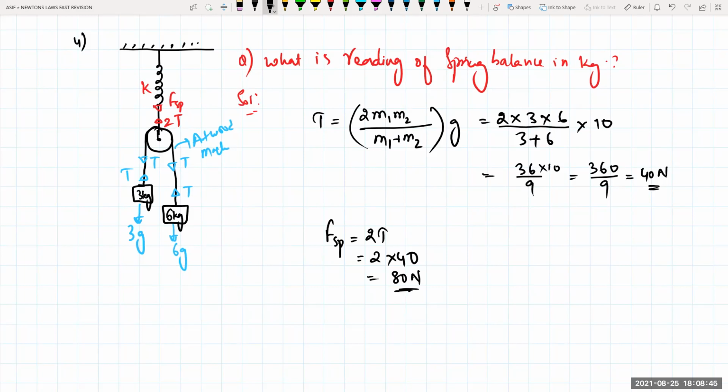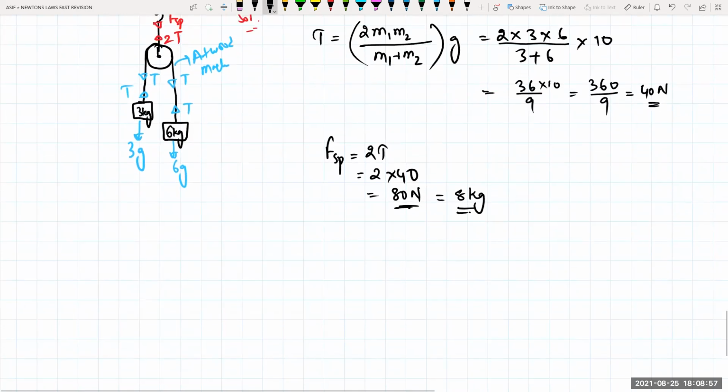80 Newton is nothing but, Newton is a unit of what? Force only. The force will be, that means that will be equal to your 8 kg. 1 kg weight will be equal to your 9.8 Newton. Clear?